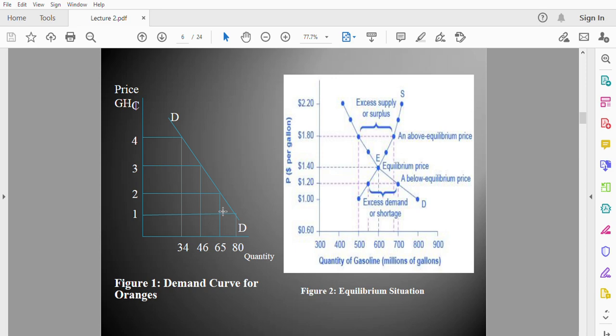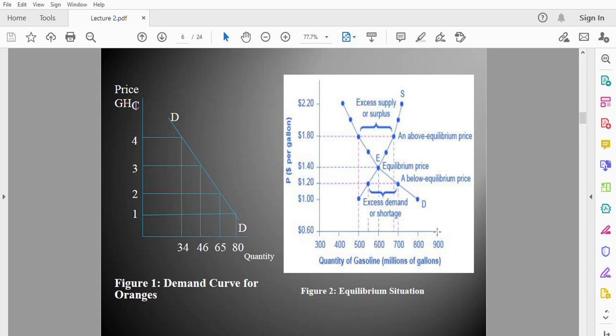So, as we mentioned, the demand curve is a graphical representation of a demand schedule, or of the various quantities of a good or a service consumers are willing and able to buy at different prices. So the relationship between price and quantity demanded is negative, meaning when one increases, the other will decrease.